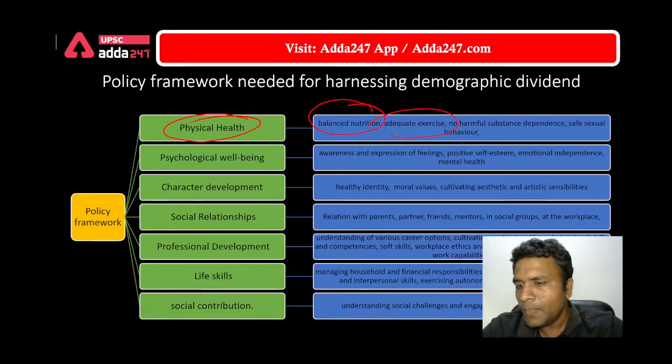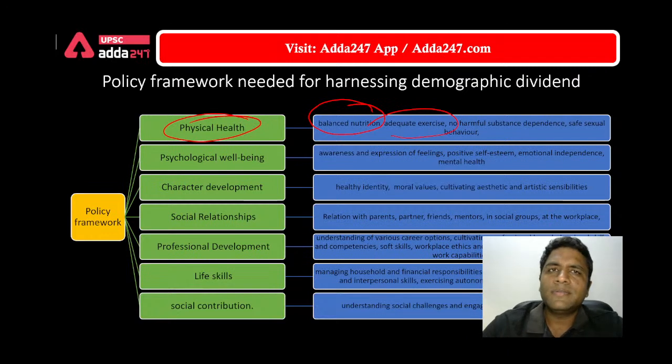And there should be no intake of harmful substances or dependence. The government has banned some e-cigarettes, and they keep doing certain things so that people are not harmed. Then you should practice safe sexual behavior, so that you remain healthy and everyone is safe.